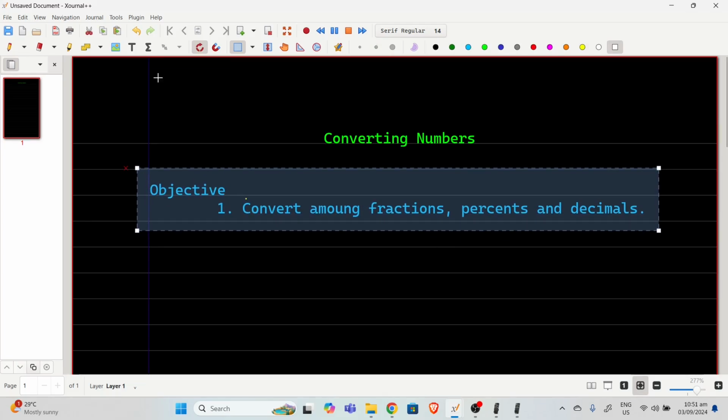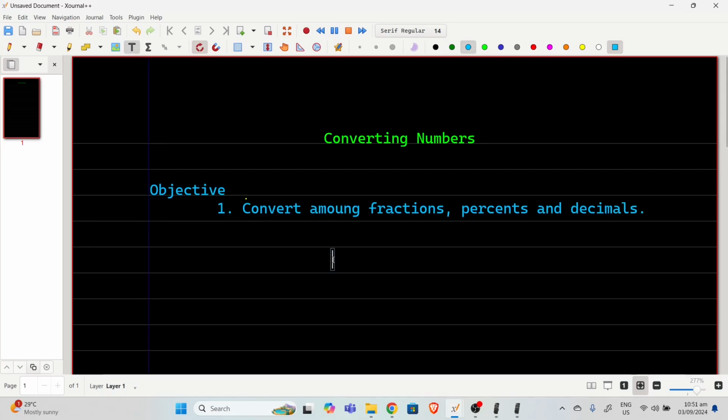Right, so that's the objective of today's lesson. Now, the first thing I want to talk about is fractions. And before we do anything like converting a fraction into a percentage or converting it into decimal, I want to talk about proper and improper fractions. So the first part here that we're going to talk about is fractions.